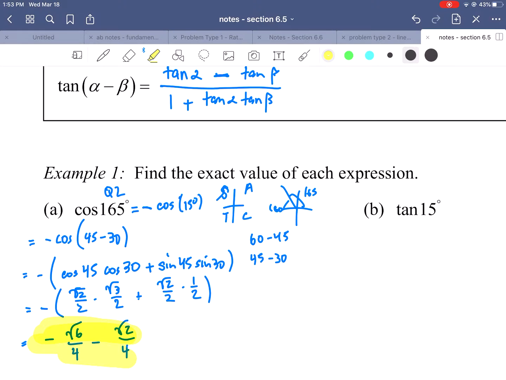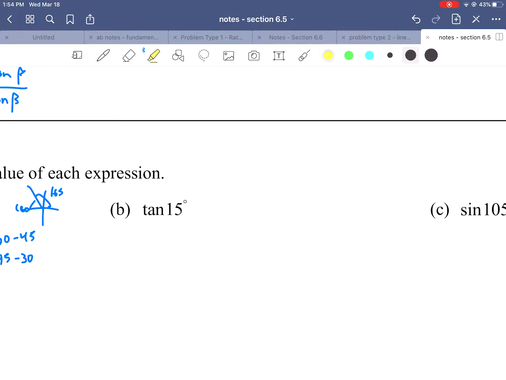Okay, whoops, sorry about that. On letter B, we have tangent of 15 degrees. What I recognize immediately is that it is in quadrant 1. So I don't need to think about the things I needed to think about on example A, because 15 is already in quadrant 1.